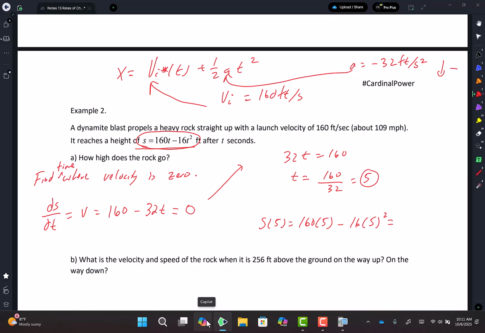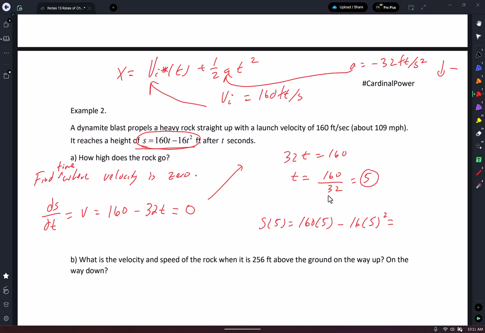Oh, it's not negative because I moved it to the right-hand side. See, I just did this, and then I wrote it on the left-hand side. You know what I mean?